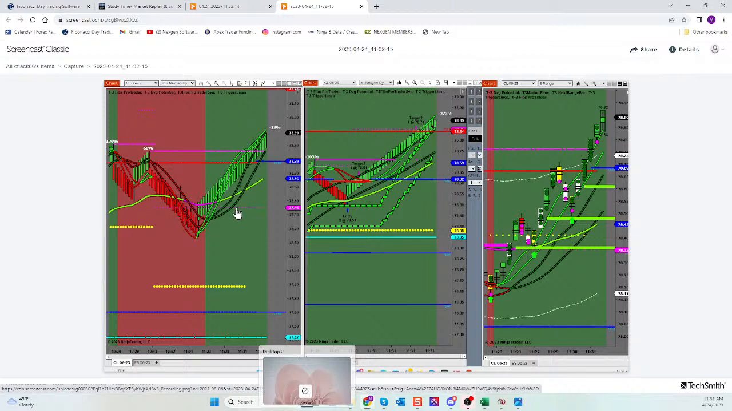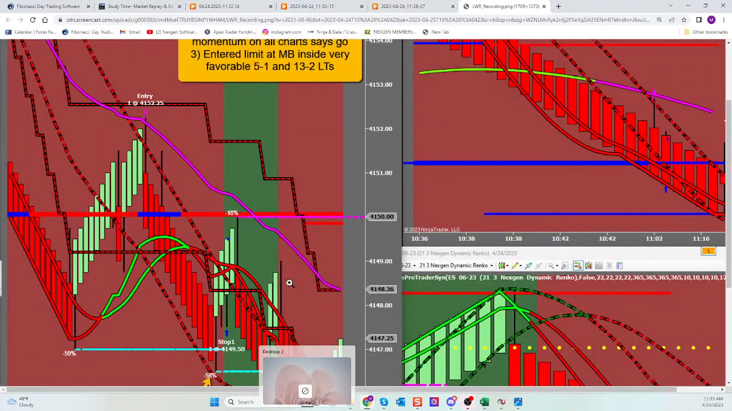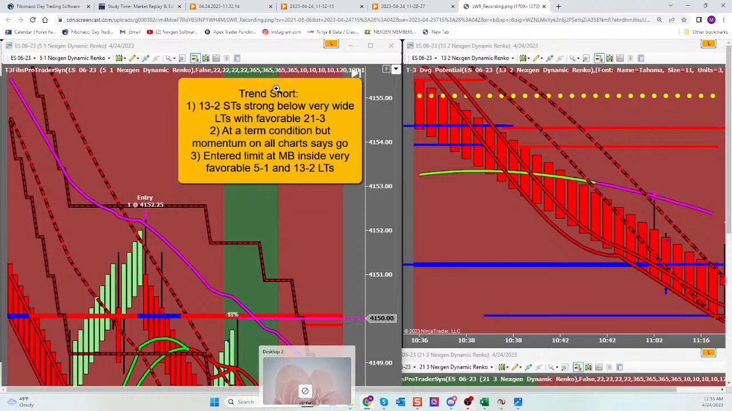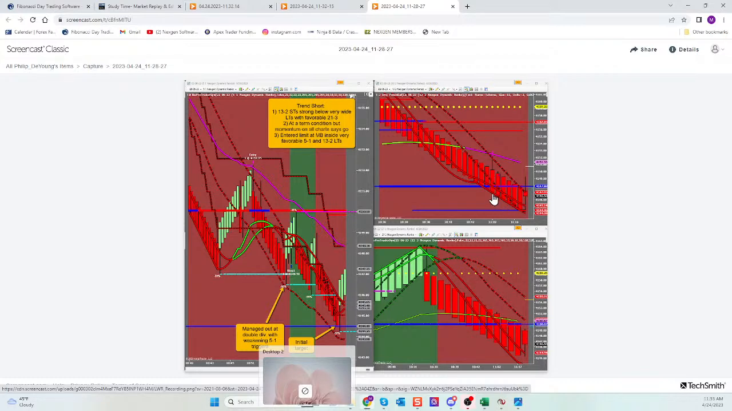All the reasons, right? All the reasons. Trend short. Strong's very wide, large trigger's favorable, add a termination condition, but with the momentum on all charts, it says go. So what you're saying is you're willing to take a shot on this. Look where the smalls are getting through, but the large haven't, because you have a tiny window of opportunity inside of favorable large triggers. I like the management, to be honest with you, Phil.